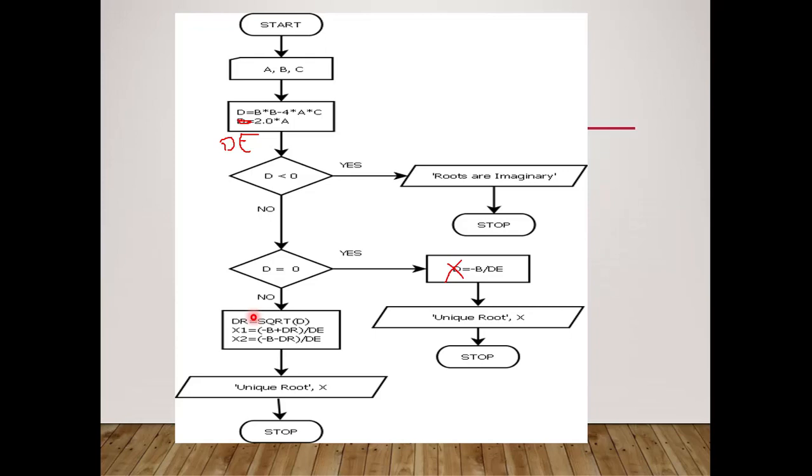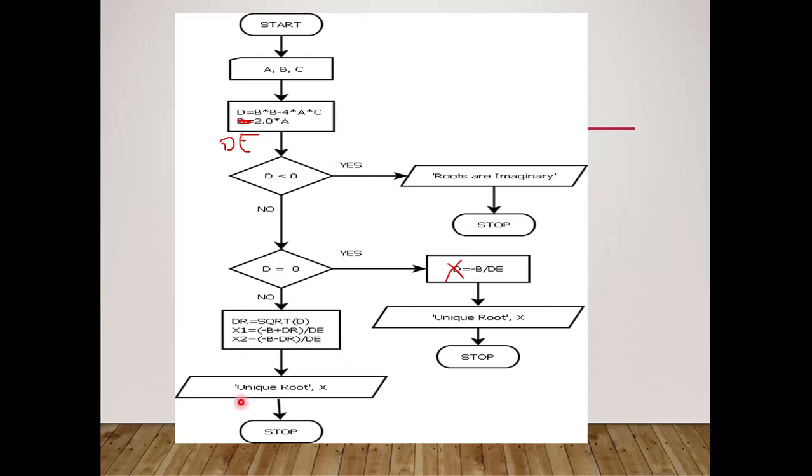Even we can have the whole equation as it is, but since we have to check in the square root term whether it is less than 0, whether it is equal to 0, whether it is greater than 0. So x1 will be equal to minus b plus dr divided by de, and x2 will be minus b minus dr divided by de. So this is how the two roots you will get.